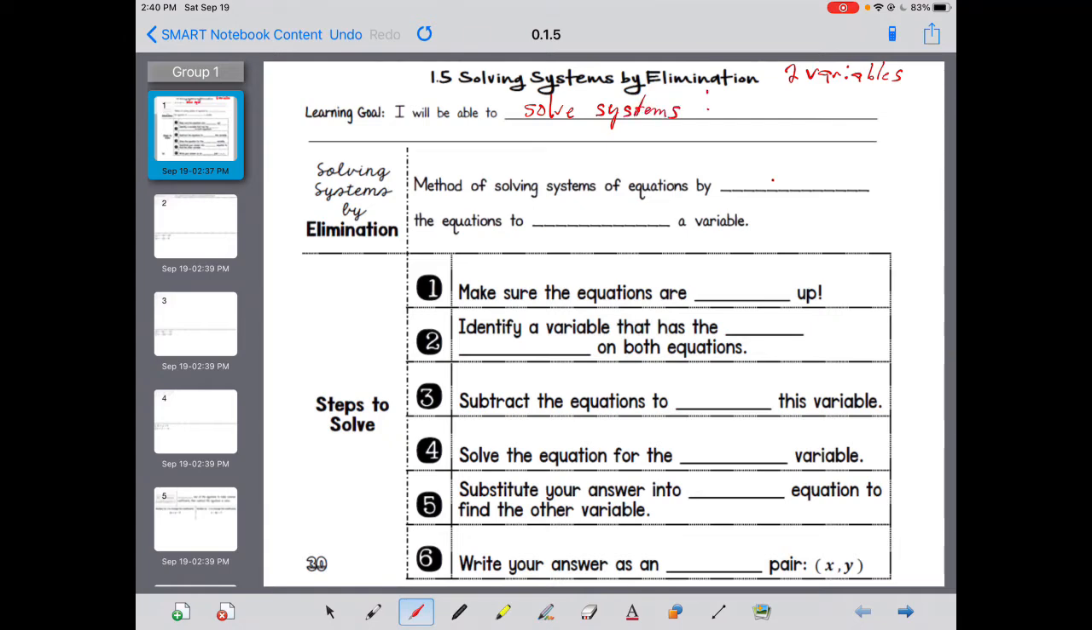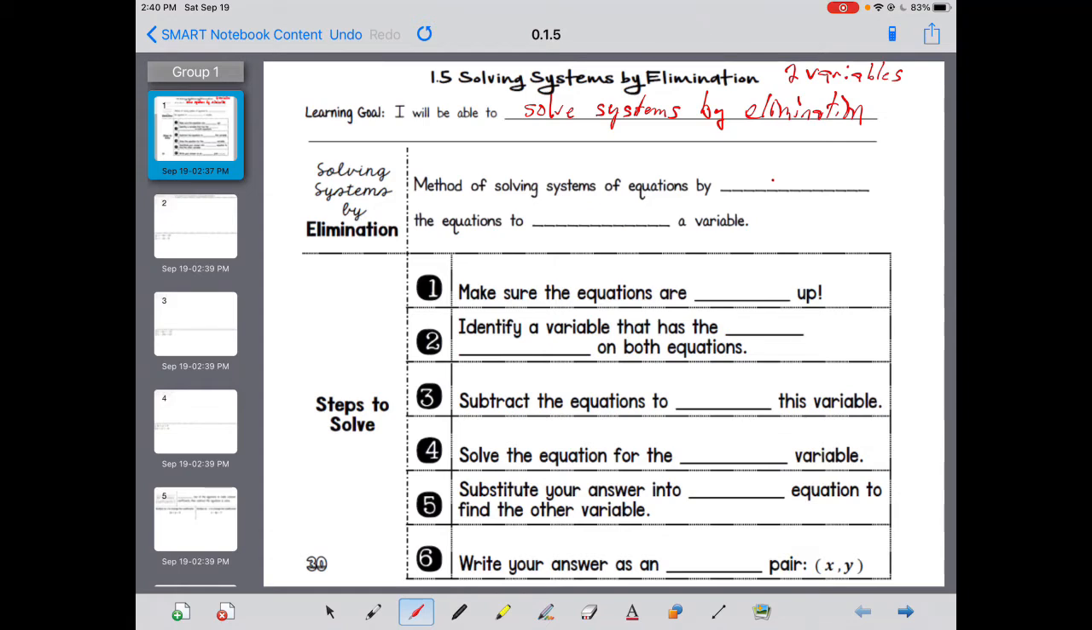systems by elimination. What do we mean by elimination? Okay, well, that means to get rid of. If you eliminate something, you get rid of it. So we're going to solve these equations by getting rid of one variable by combining the two equations together so that one of the variables eliminates or is taken out as a zero.